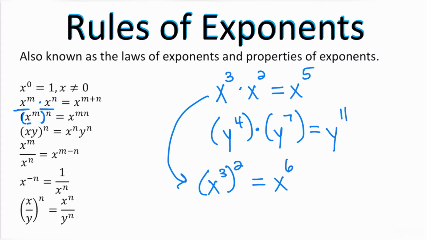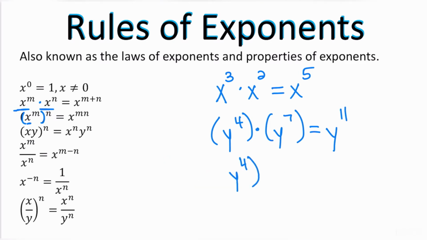And you might be wondering why? Well, because x cubed squared means that in reality, I have x cubed times itself. And so x cubed times x cubed is x to the 6th power. So that's why it works. Same thing would happen if instead of having y to the 4th times y to the 7th, I would have y to the 4th to the 7th power. Now I have a power to a power, so this becomes y to the 28th power.